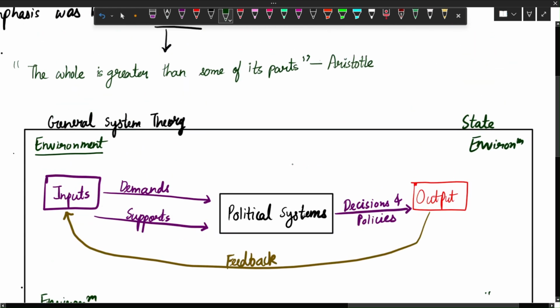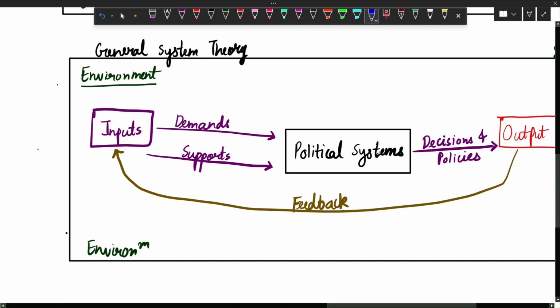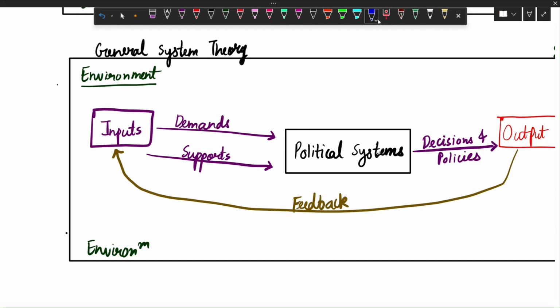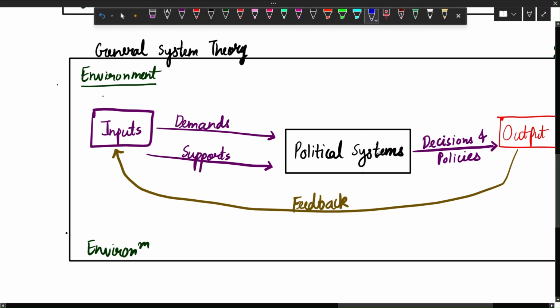And what does the environment have? Basically it has all the superstructures such as religion, caste, etc., and all other things, which could affect the political system's inputs and outputs.